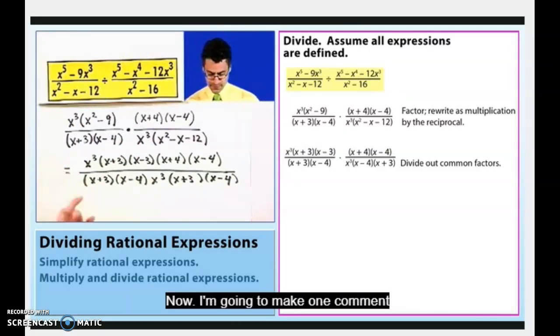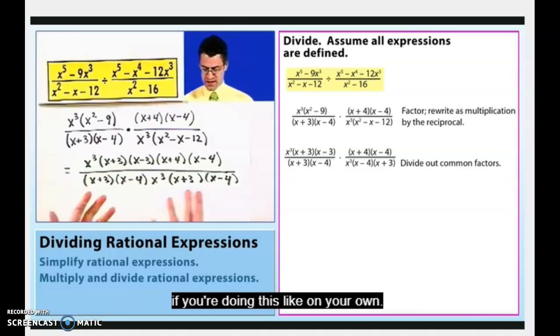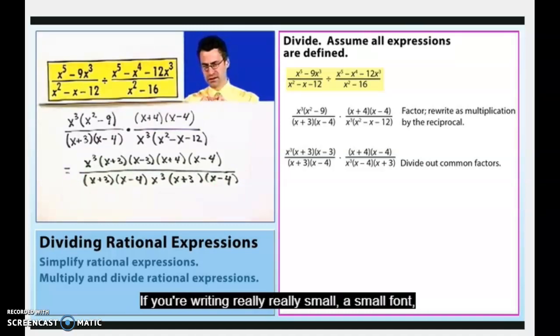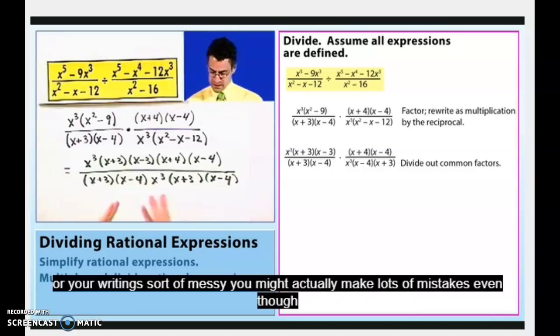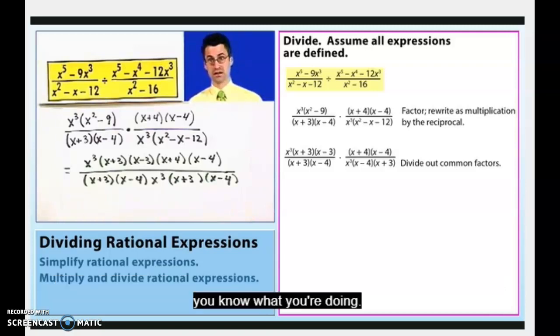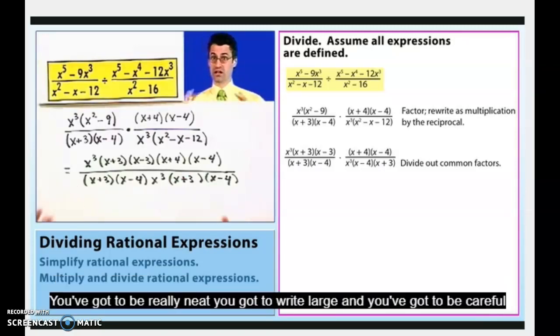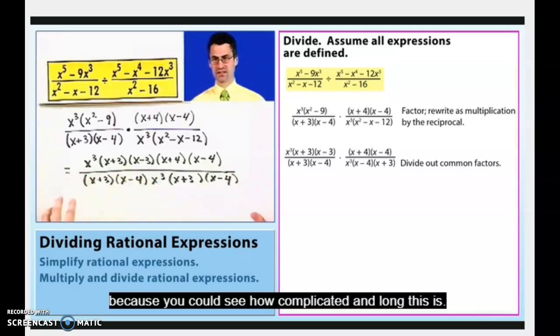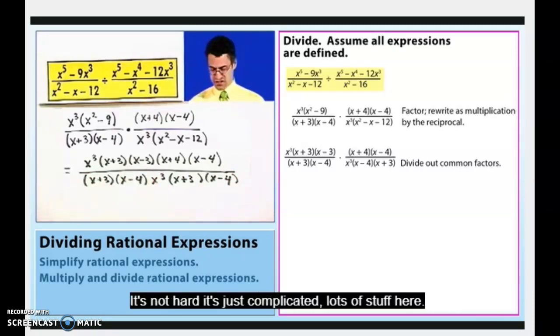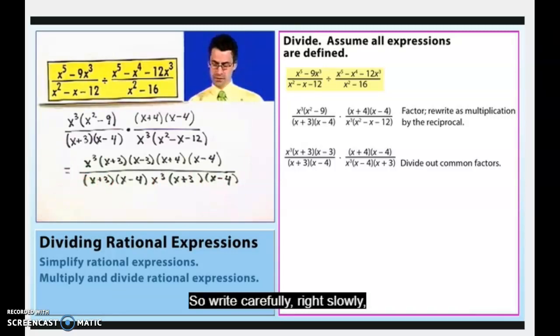Now, let me make one comment. If you were doing this on your own, running really small, with a small font, or running sort of messy, you might make lots of mistakes, even though you know what you're doing. You've got to be really neat, write large, and be careful, because you can see how complicated and long this is. It's not hard, it's just complicated. Lots of stuff here. So write carefully, write slowly, make sure you're not being careless, reckless, or messy.